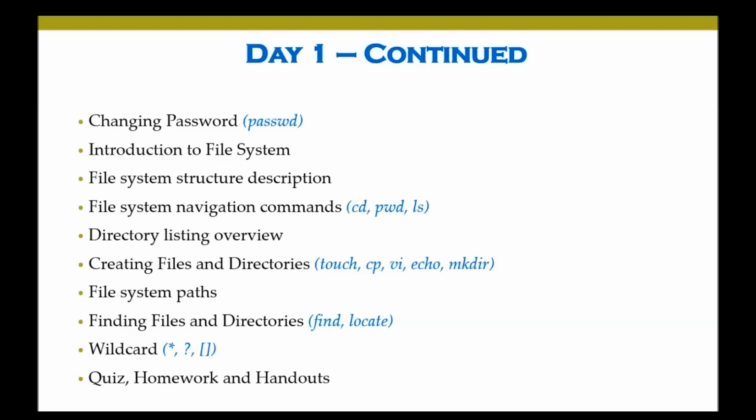Creating files and directories, what are those different commands? The file system paths, there are different types of paths: absolute path, relative path. Finding files and directories, the wildcards, and of course every day we will have a few quizzes, the homework for you to do, and a few handouts for you to read.